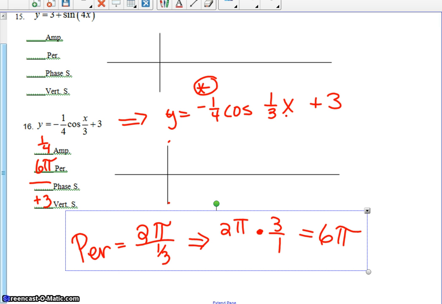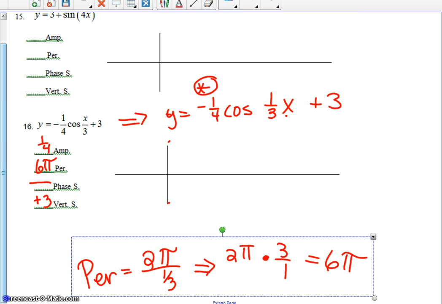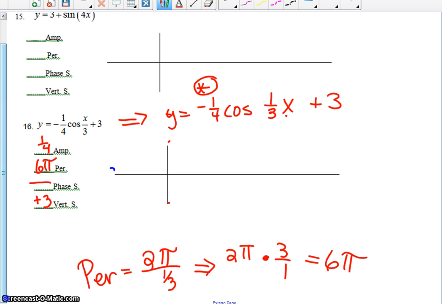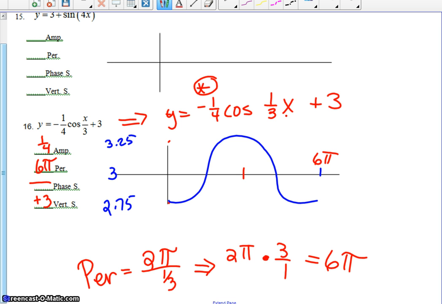So the way that I would record all of this, I'm going to try to bring that down here a little bit, is this would be a positive 3 here. From that, I'm going to go up my amplitude, so 3.25 here, down my amplitude, 2.75. It's a cosine, but remember it was negative, so I'm going to kind of do this negative cosine. And my period here was 6 pi, so that would be at 6 pi. Halfway would be at 3 pi. Half of that would be at 1.5 pi, and that's okay to put 1.5. Here it would be at 4.5 pi.